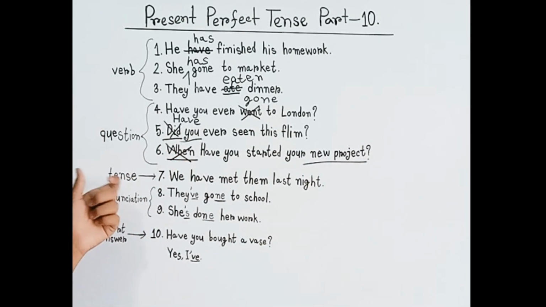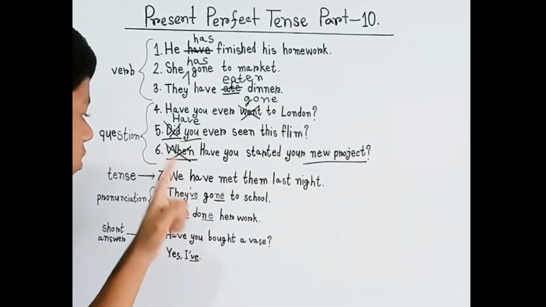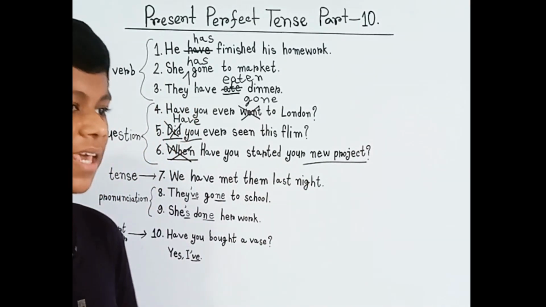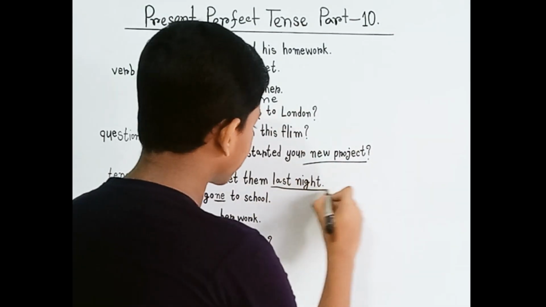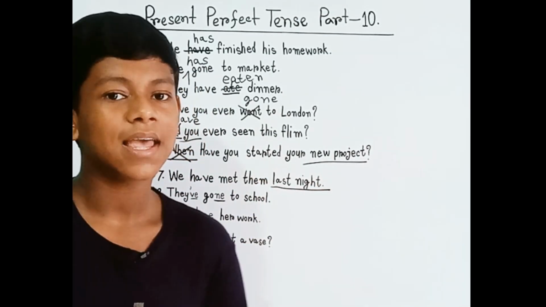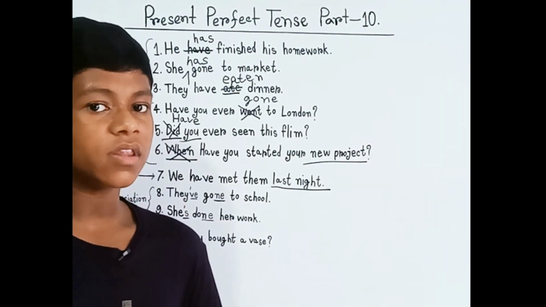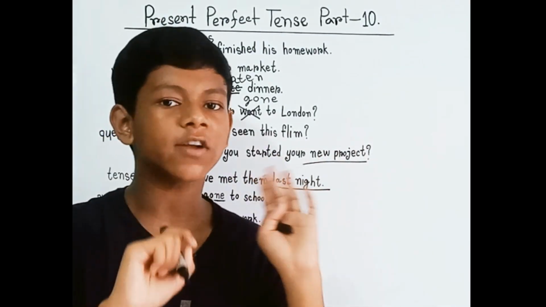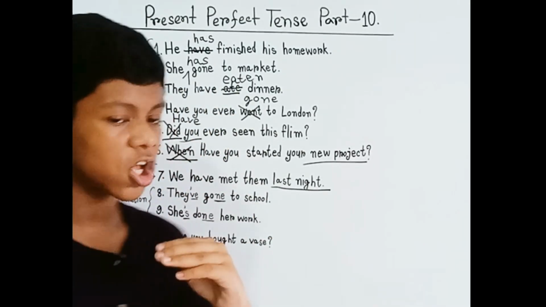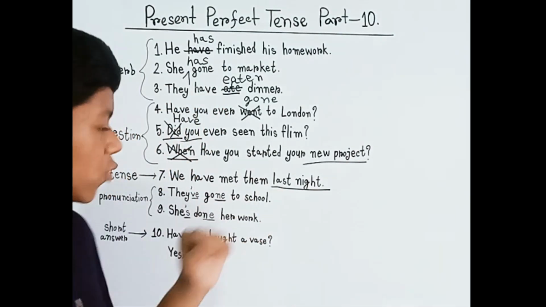The next is, sometimes the tense is wrong itself. Sometimes we say, we have met them last night. Our main mistake is here, we have used "last night". Remember, I have already told you. Last night is a finished time expression which is already finished and will never come back. Okay, it's over. And as you know, present perfect is generally used with unfinished time which isn't over at all. So I hope you have got it.